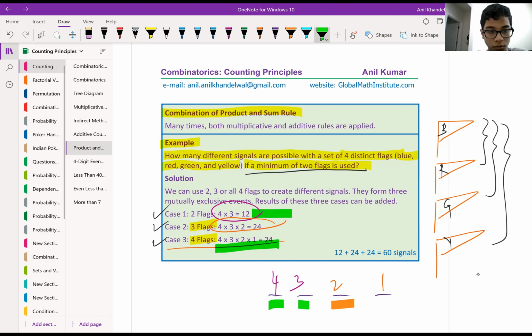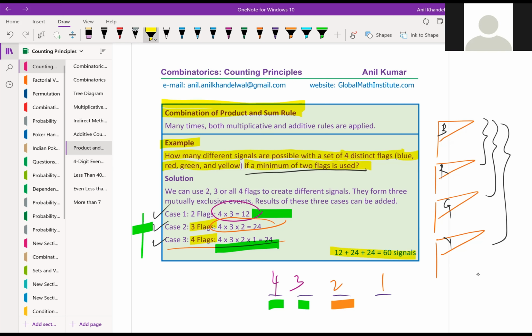And the total is how much? We have to add them all, correct? So that is how we do the combination of product and sum rule. The answer will be 12 plus 24 plus 24, which is equal to 60 signals. Okay. Is this clear to you?